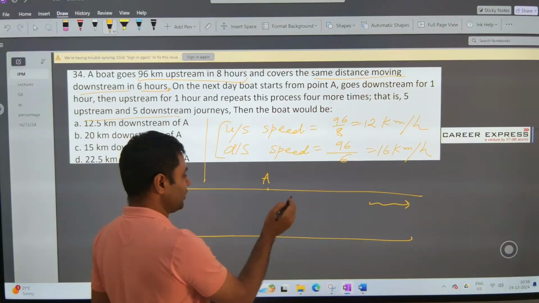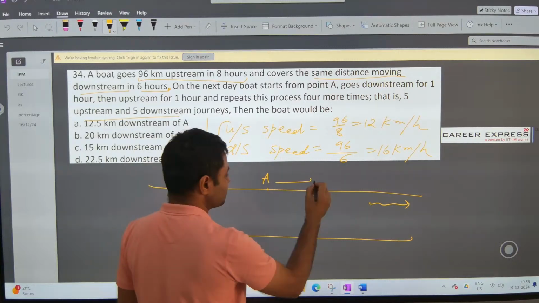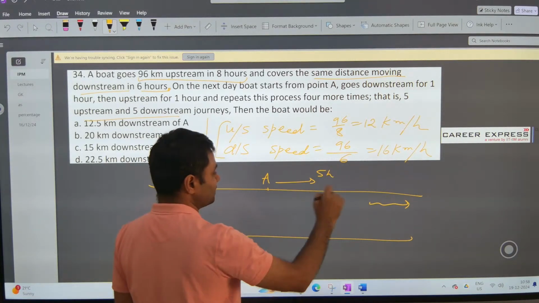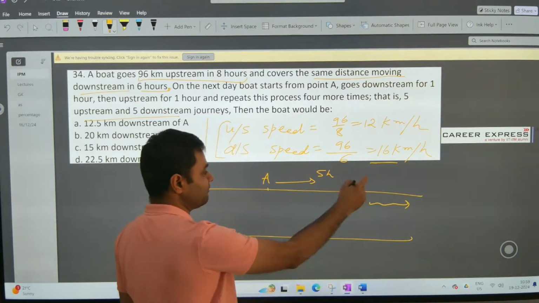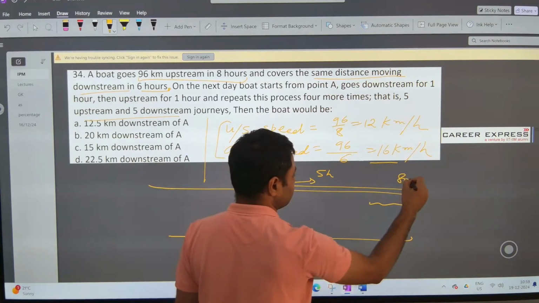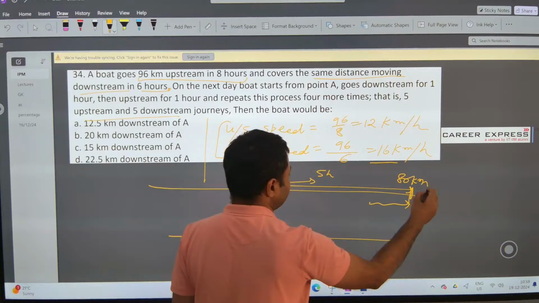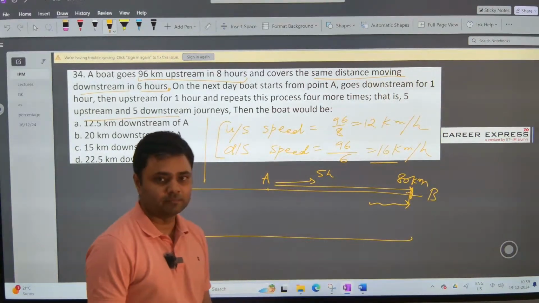So if the boat starts from point A, goes 5 hours downstream, what distance will it cover downstream? At 16 km per hour in 5 hours, it will cover 80 km. Right? So let us say the boat is at point B.